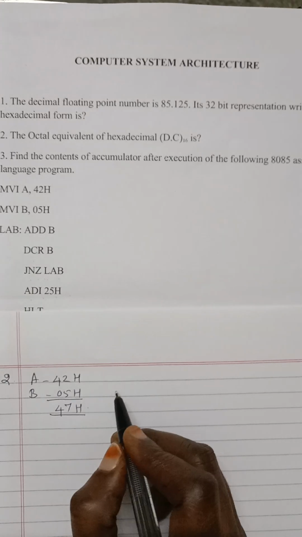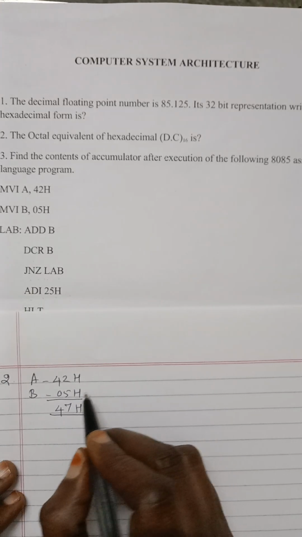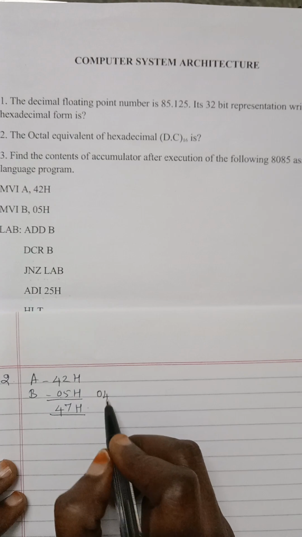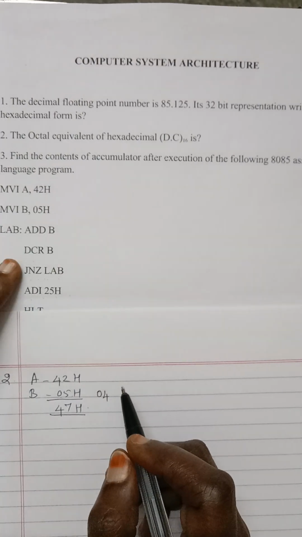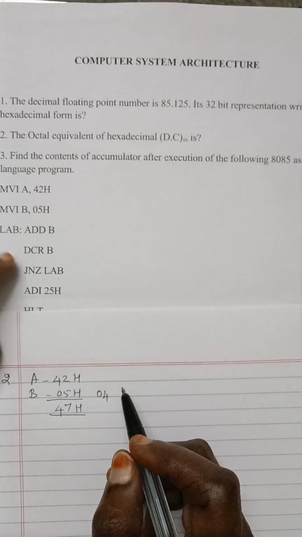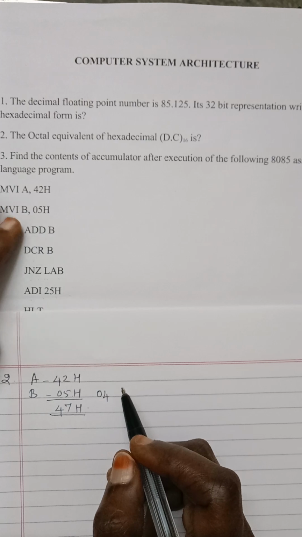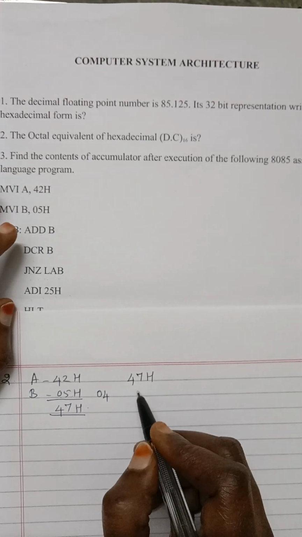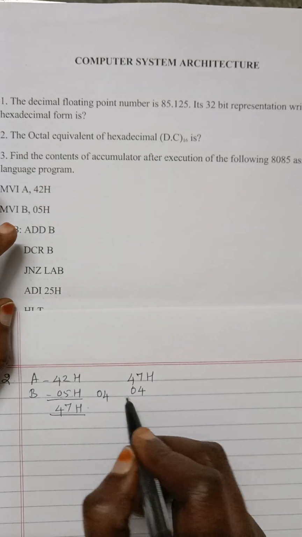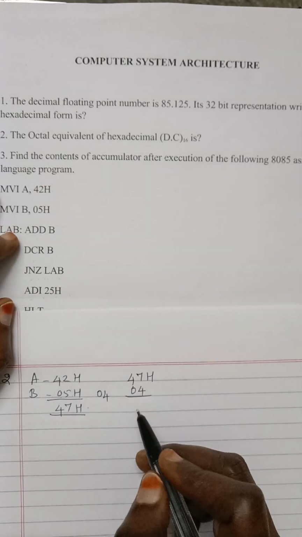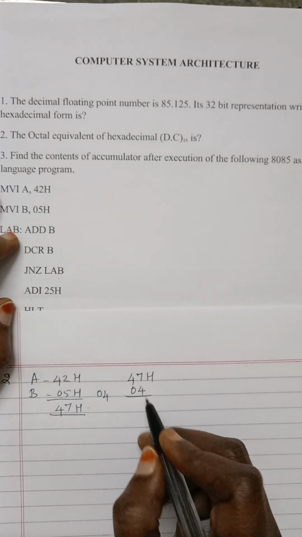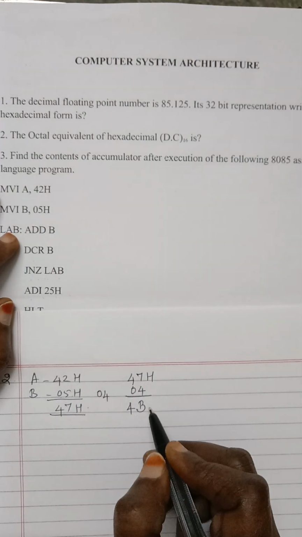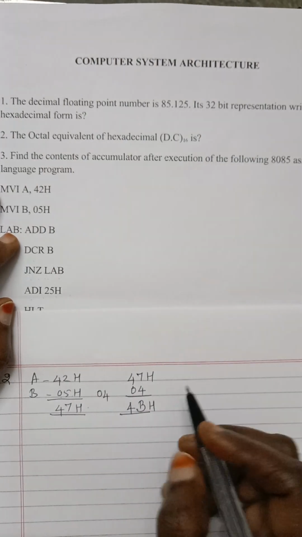Now we have to decrement the value of B. Previously it was 05, now when we decrement it becomes 04. Next we jump again to the label, then again we add. So 47H plus 04: 7 plus 4 is 11, so the value 11 is B. So the value will be 4BH.